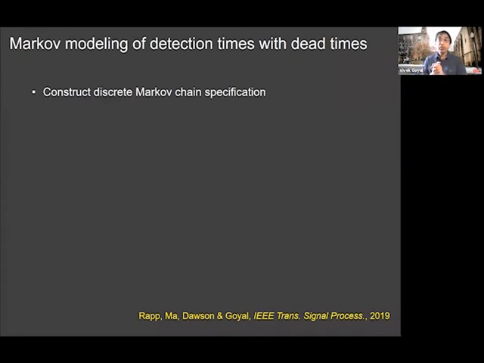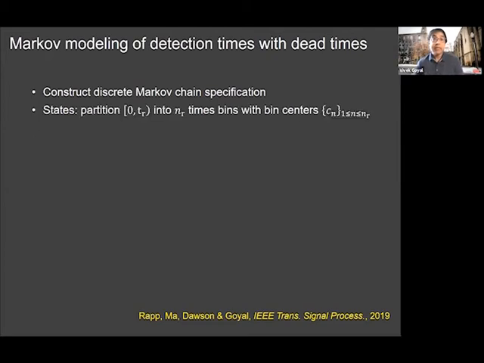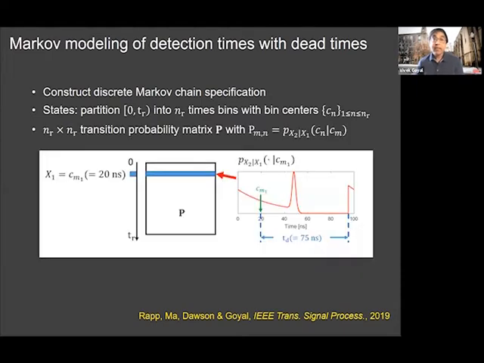So to construct a discrete Markov chain model, we need to specify the state space and transition probability matrix. The states are defined by partitioning the repetition period based on the resolution of the time tagging. Then a row of the transition probability matrix is the conditional distribution of the next detection time given a current detection time. So what's illustrated on the right is to help us understand what goes into one of the rows of the transition probability matrix P.